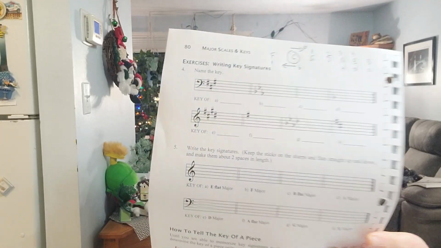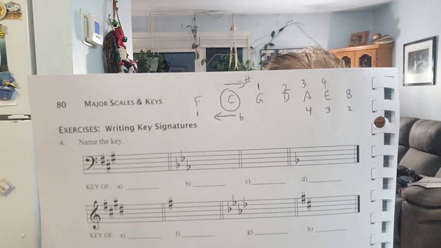It means that I have to start at the end of the line and then cross over. So under the F, I write a 1. Under the B, I write a 2. Under the E, I write a 3. And under the A, I write a 4. And it looks something like that.